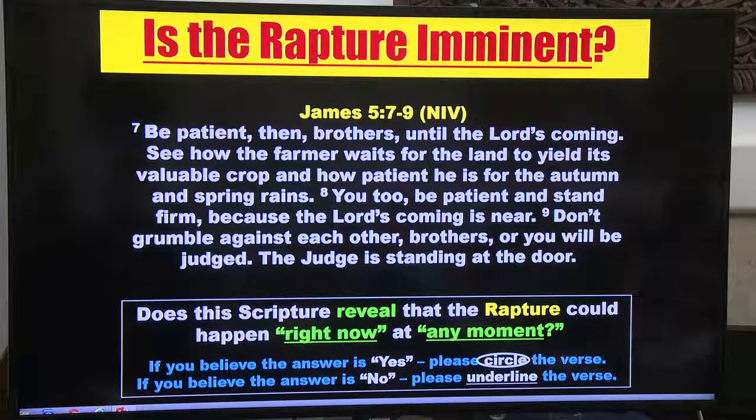All right, James 5:7-9. This one's a little bit longer. "Be patient then, brothers, until the Lord's coming. See how the farmer waits for the land to yield its valuable crop and how patient he is for the autumn and spring rains? You too be patient and stand firm because the Lord's coming is near. Don't grumble against each other, brothers, or you will be judged. The judge is standing at the door." Does this passage teach that the rapture could happen tonight or at any moment?